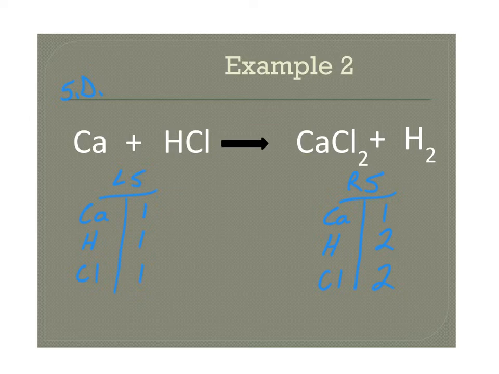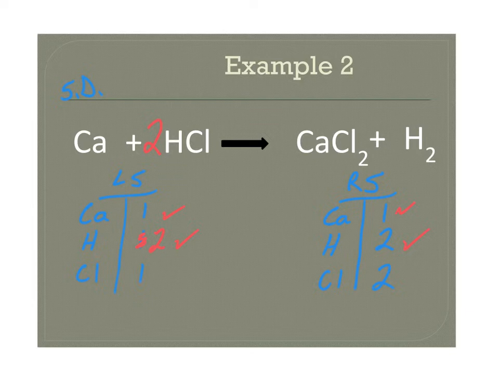So one of the ways that I can do it, if I have 2 Cl's in my product side, I need to have 2 Cl's in my reactant side. So I'm going to go ahead and add a coefficient in front of HCl. So let's go check and see how that affects our results. I still have 1 Ca and I have 1 Ca. So that's balanced. But I now have 2 hydrogens, and so that is now balanced.